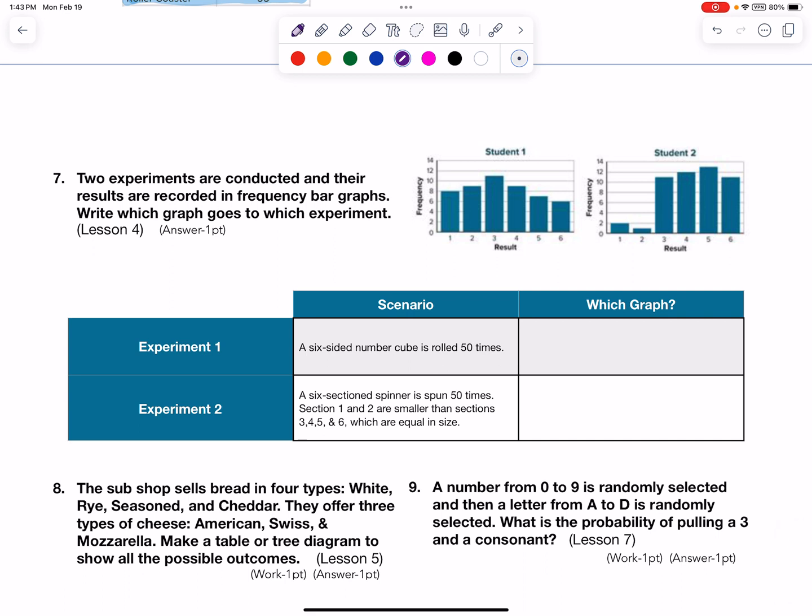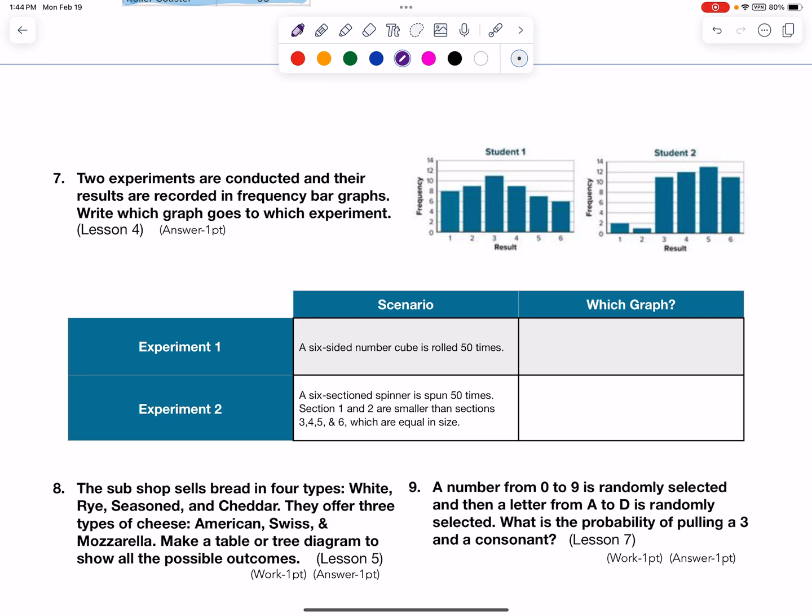This is analyzing which graph goes to which experiment. So we have two experiments conducted, and their results are recorded in frequency bar graphs. So remember, frequency bar graphs share the probability or the relative, or they don't. Relative frequency ones do. If it just says frequency, they're telling you the actual amount of numbers that happened. Which graph goes to which experiment?